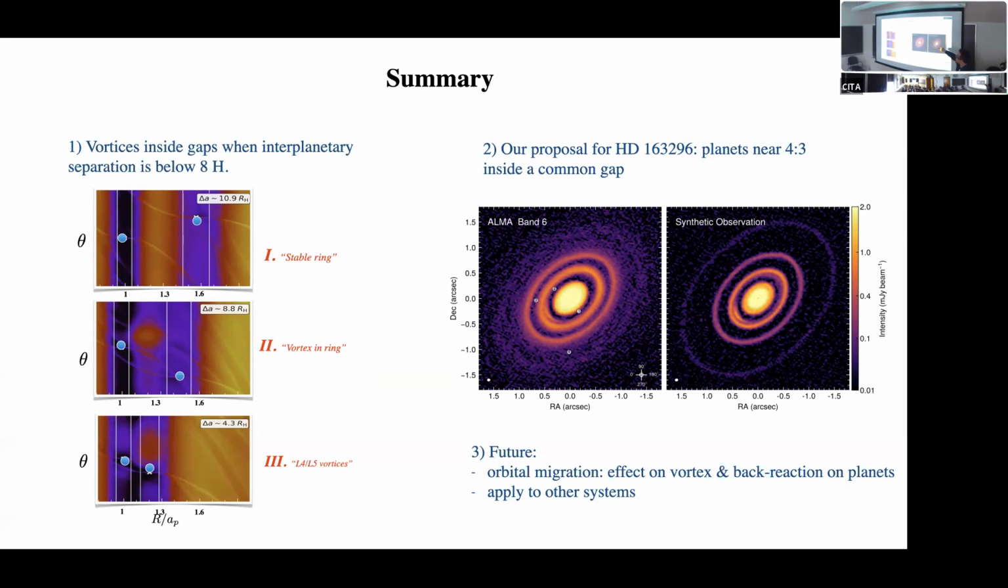Vortices inside gaps exist when the interplanetary separation is below roughly 8 scale heights. You have this classification of stable rings, vortex inside the rings. Our proposal for HD 163296 reproduces most of the features we observed. And in the future, we want to apply this to orbital migration, see the effect on the vortex, the back reaction on the planets, and hopefully apply this in principle to other systems.